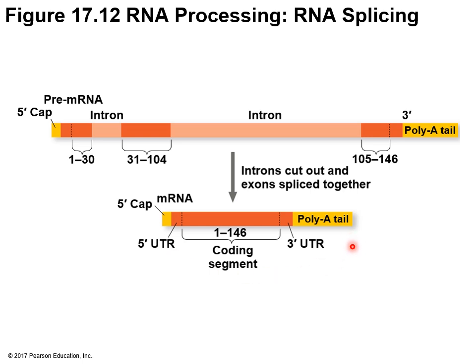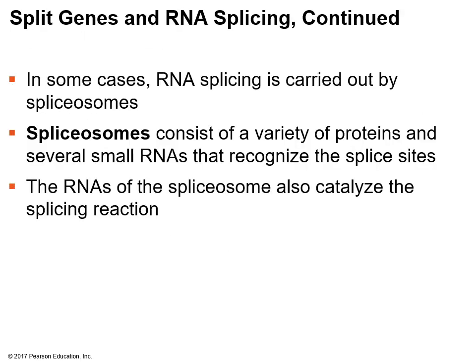So who was responsible for cutting out the introns and splicing together the exons? This was done by a catalytic RNA called a ribozyme. And that ribozyme, with the help of a protein, together they carried out or catalyzed this RNA splicing process. So as mentioned earlier, spliceosomes are going to carry out RNA splicing. Spliceosomes consist of a variety of proteins and several small RNAs that recognize the splice sites. The RNAs of the spliceosome also catalyze the splicing reaction. These catalytic RNA are called ribozymes.